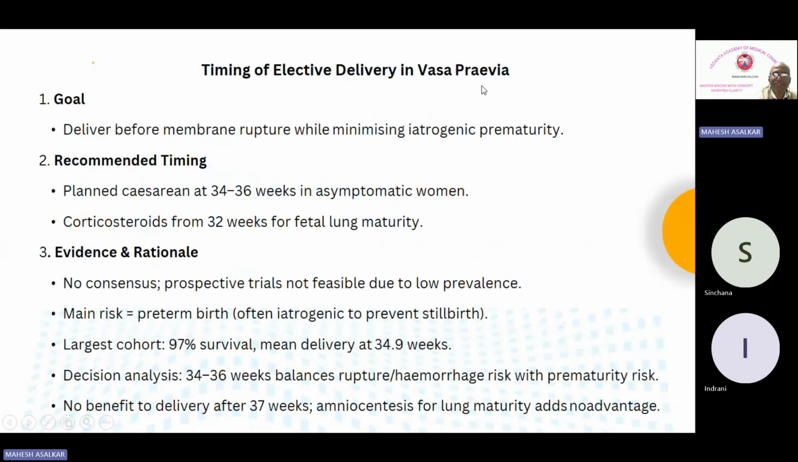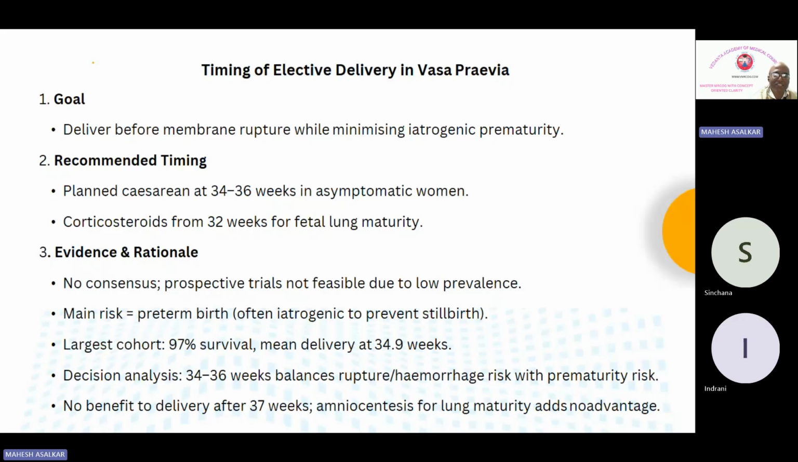Timing of elective delivery in vasa previa: you should know the timing of delivery in all cases. So what is the timing for vasa previa? The goal is to deliver before membrane rupture while minimizing iatrogenic prematurity. The recommended timing is between 34 to 36 weeks. Remember, vasa previa 34 to 36 weeks when the patient is asymptomatic. So you will plan the cesarean section between 34 and 36 weeks, and give corticosteroids from 32 weeks onwards. Most important: at 32 weeks give corticosteroids, and plan cesarean section at 34 to 36 weeks.